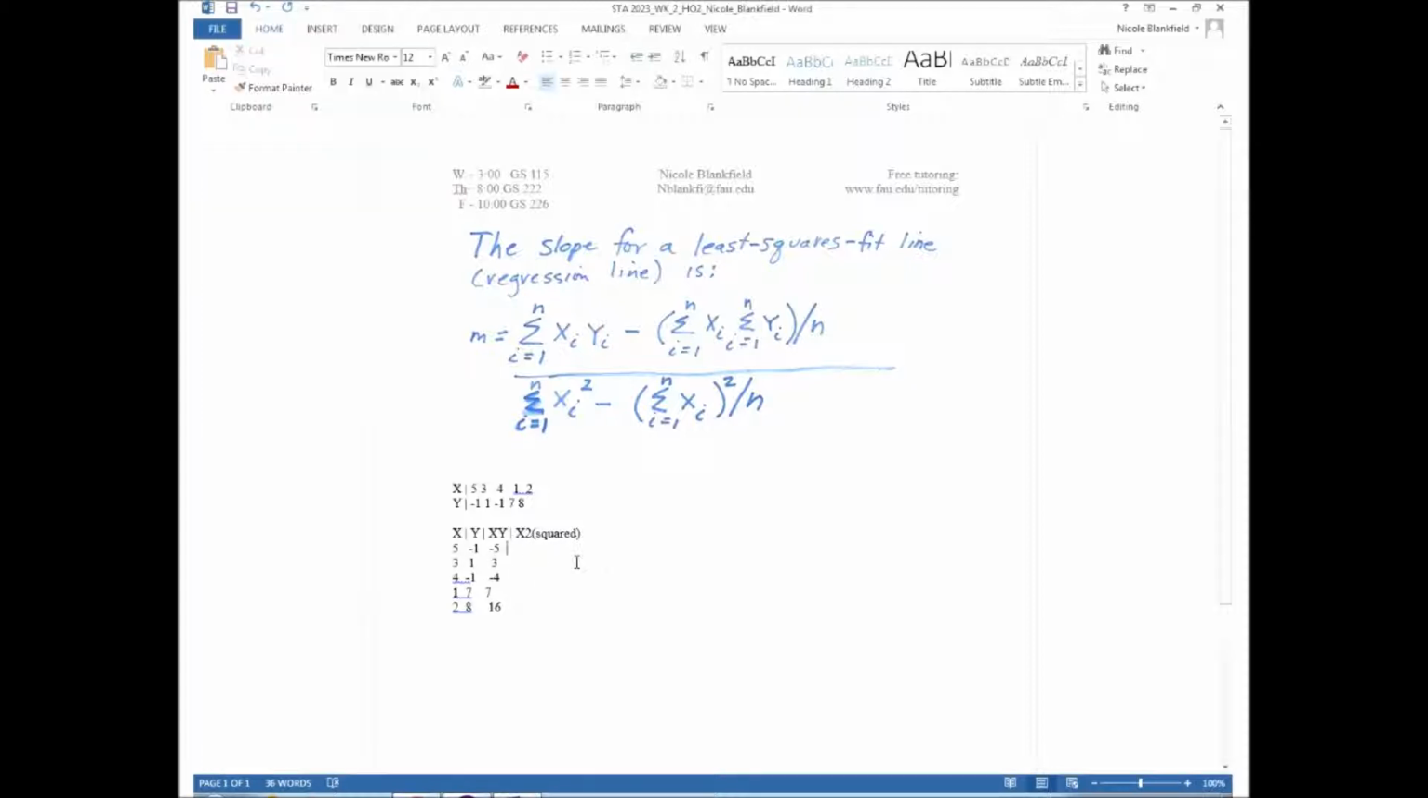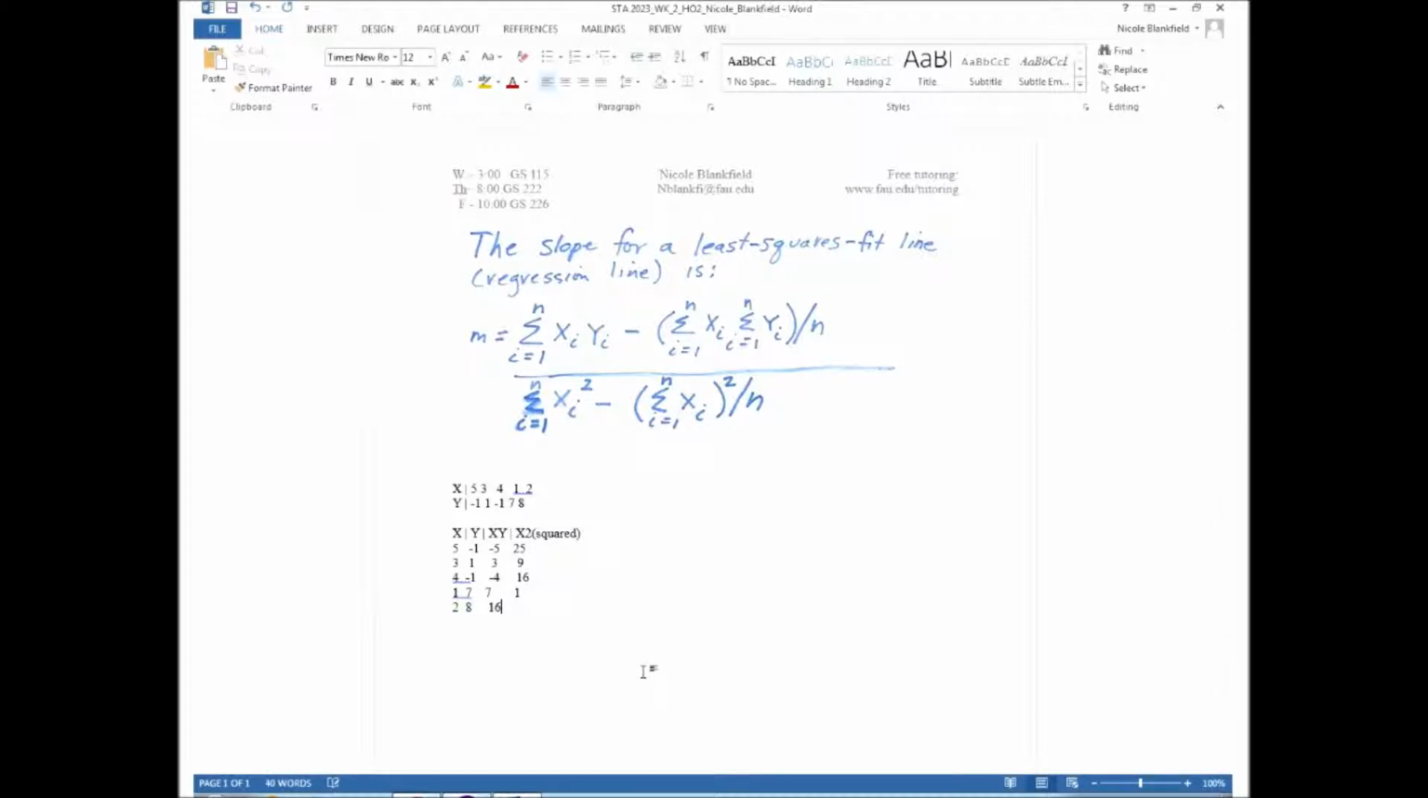Okay, so now we found x and y, and we multiplied x and y. Now we have to square them, because we want all the components it's asking for. So 5 squared is 25. 3 squared is 9. 4 squared is 16. Yes, I'm going by the x's, so don't go by the x and y. Go by the x's.